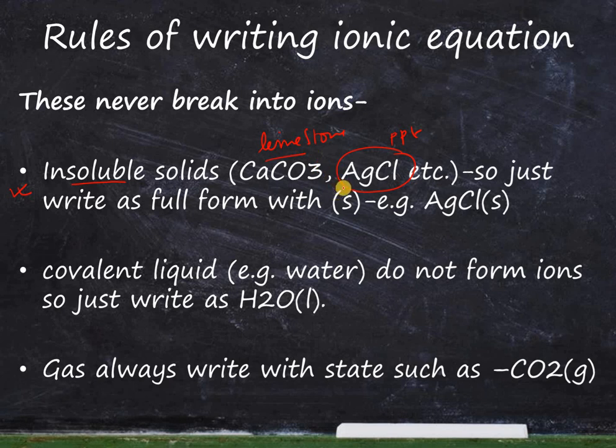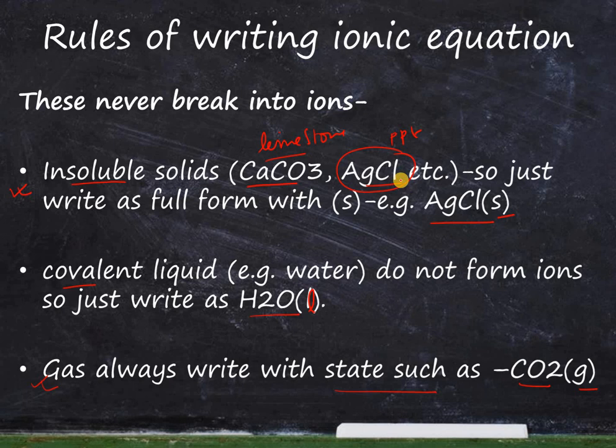So how do we represent these in an ionic equation? We just write the full formula and write (s). Covalent liquids are obviously not ionic, so they are never going to break. For example, water: we just write the state symbol for liquid. A gas is always written with the full formula of the gas and (g). These are common things to always keep in mind when writing an ionic equation. We should understand which compounds are insoluble. Yes, it is an ionic compound, but it is never going to give you separate ions.